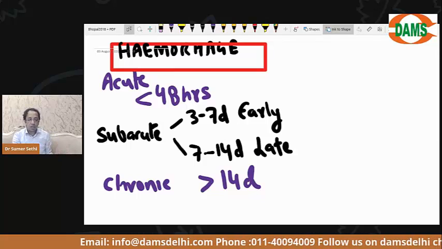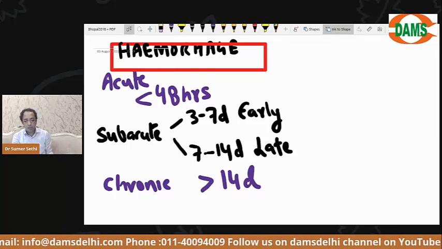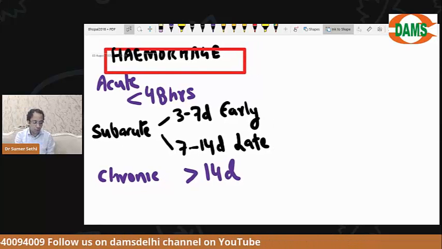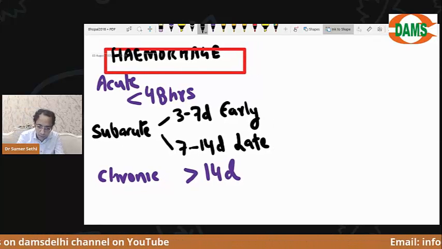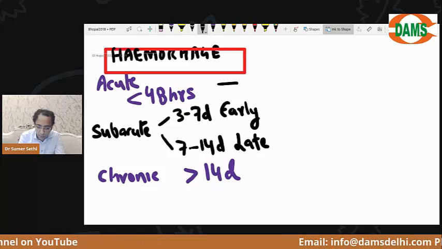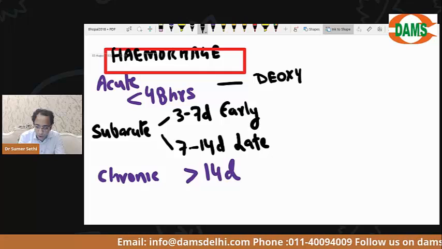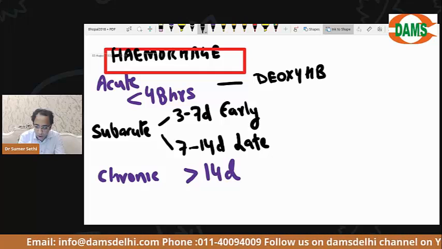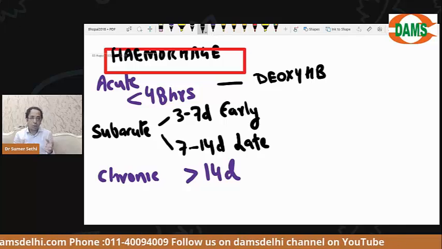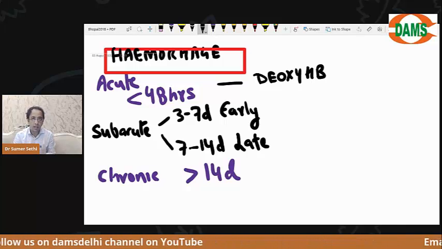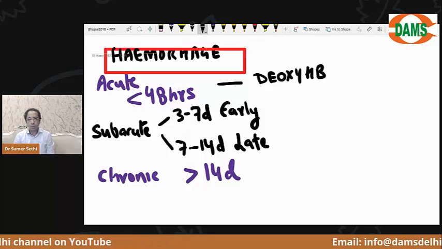Acute is less than 48 hours, early subacute is 3 to 7 days, late subacute 7 to 14 days, chronic more than 14 days. Now listen to me. Acute brain hemorrhage has deoxyhemoglobin. In your blood you have oxygenated hemoglobin. When the blood comes out of a blood vessel into the brain parenchyma, it has deoxyhemoglobin.